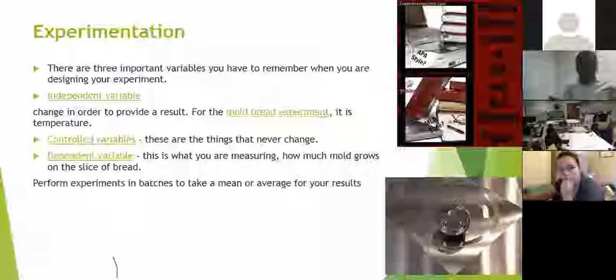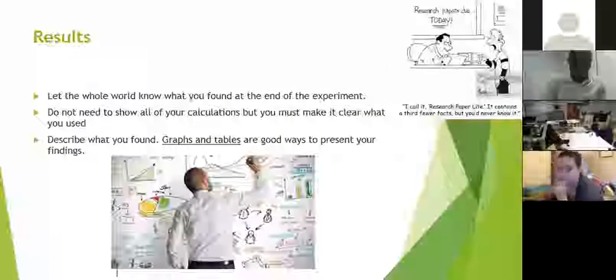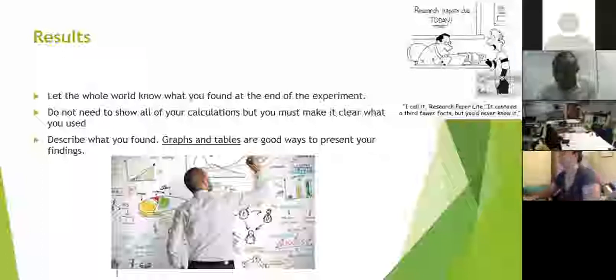Remember, when you are publishing your results, you are explaining something that somebody else can do. So you always try to run those experiments in batches so you can be able to duplicate your efforts. So once you get your experiments going, then you should be able to let the world know what you found out at the end of the experiments. And this is what your results are.